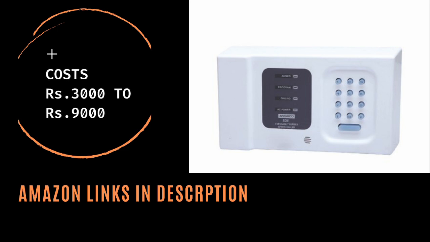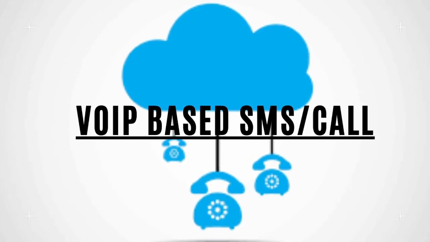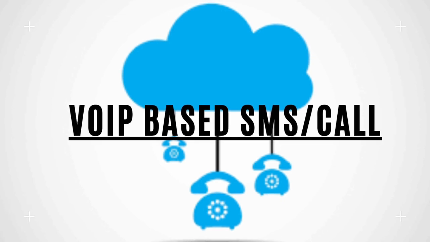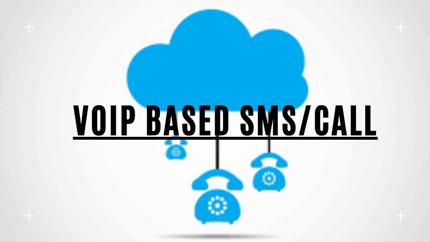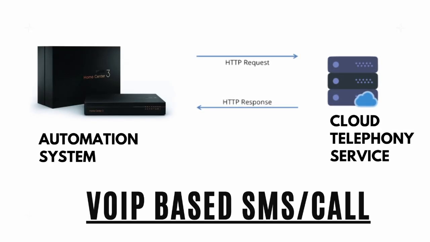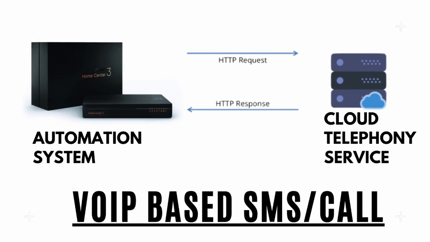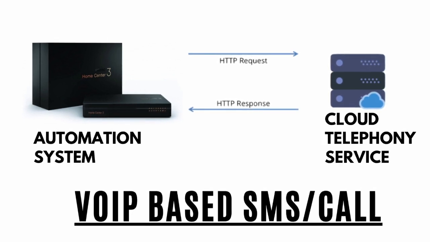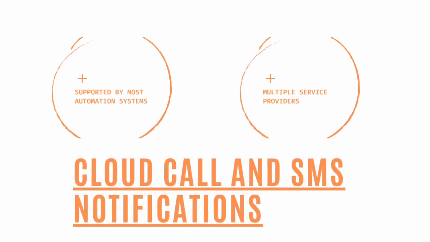Okay, the next one. The newest and most versatile method to get these notifications would be IP based SMS and voice calls. If your automation system or your fire panel supports sending HTTP messages, then you can use this. Many automation systems in the market support this. There are many service providers in the market for this. There is no need to install any physical device in your premises. All you require is that the automation system must have broadband or fiber internet.